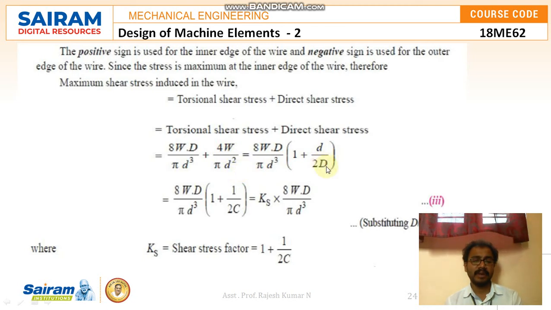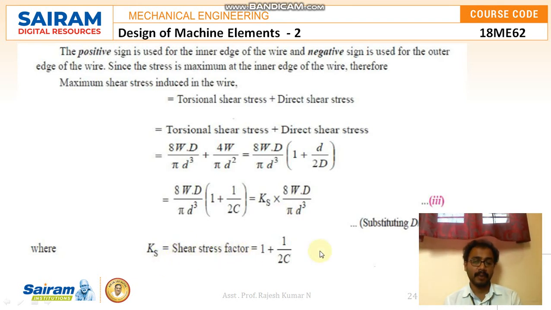So let me go with the spring index value, that is D by d. If I take 8wD by pi d cube inside, I will get 4w by pi d square. After simplifying this, the spring index value D by d, I will write it as 1 by 2c, which is equal to, under all these terms, let me write as Ks. So it is Ks into 8wD by pi d cube, where Ks is nothing but the shear stress factor.